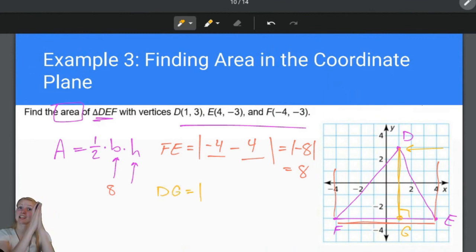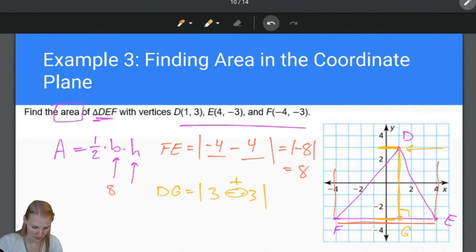Because this line is vertical, I need to use my vertical ruler, which is the y-axis, and D is at 3, and G is at negative 3. So 3 minus negative 3. Minus a negative is a positive. So we have the absolute value of 6, which is positive 6, and now this is our height. Because it is straight up and down, perpendicular to the base of our triangle, 6 is our height.